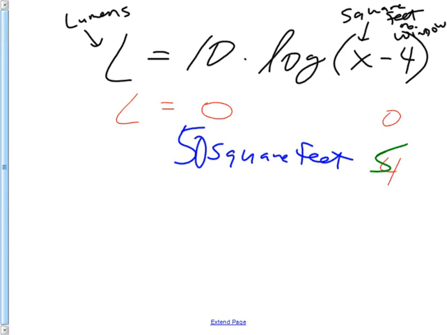It's a good question. We want our domain on those to be that both the argument and the base need to be greater than 0. I don't have that answer right off the top of my head.